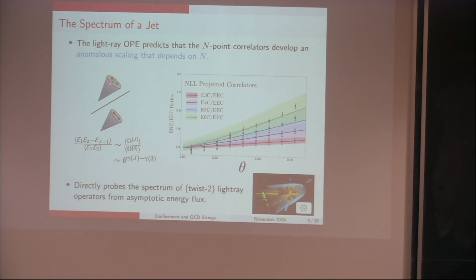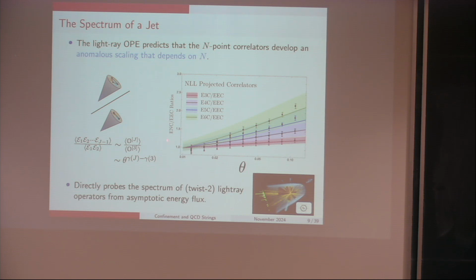And so what it means is that if you take ratios of the scaling of an n-point correlator to a 2-point correlator, you predict that it scales with the angle to the difference of the two anomalous dimensions. So in the classical theory, this is really just flat, but if you measure these, you can extract the spectrum of anomalous dimensions of these twist 2 operators.